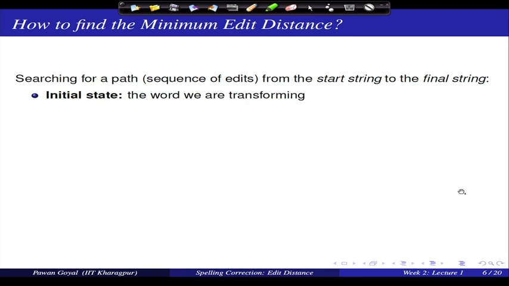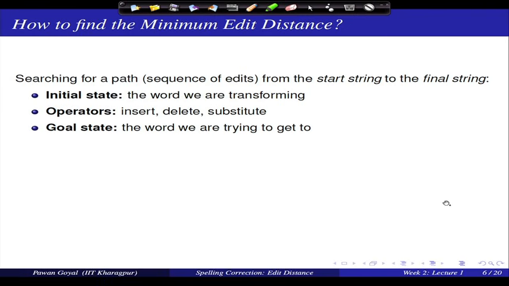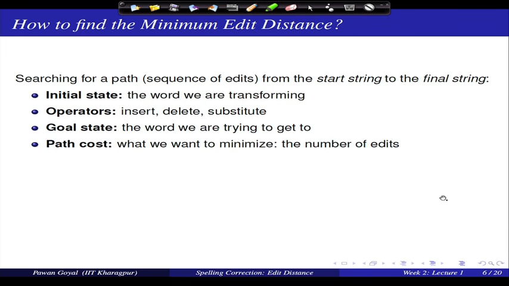Now I can define my initial state, that is the word that I am trying to transform. So in the previous example, intention. This is my initial state. Then what are the various operators that I am allowed to use over any of the states? I am allowed to use insertion, deletion, or substitution. These are my 3 operators. And there is one goal state, that is the final string that I am trying to get to. So it will be execution in the previous case. And I want to minimize the path cost, the number of edits. I want to find out the minimum number of operations, or minimum path cost, by which I can go from initial string to final string.